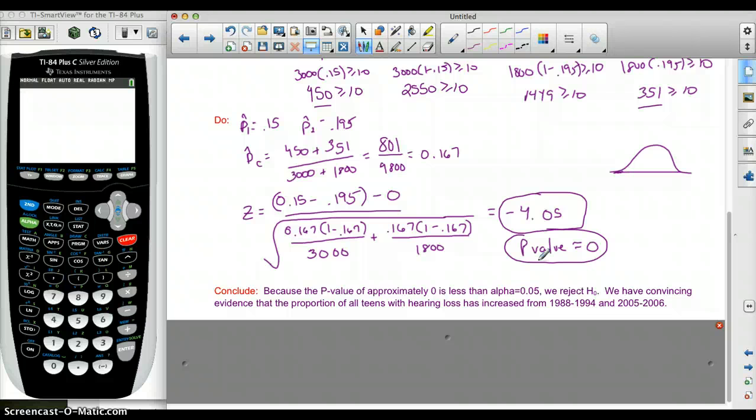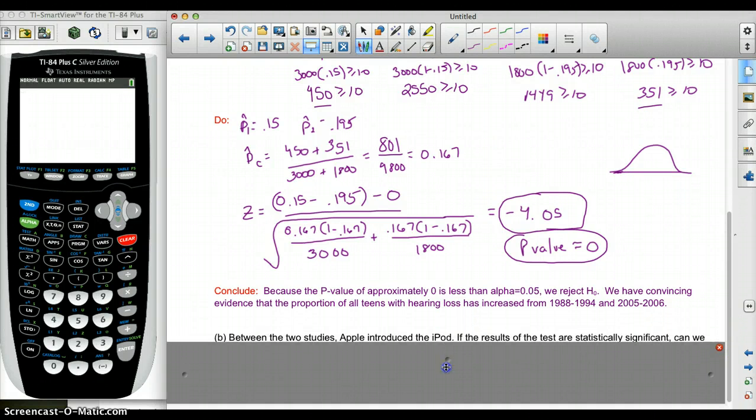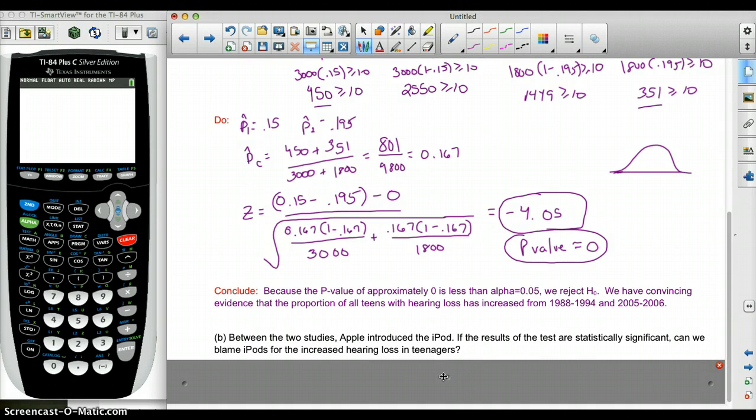Okay, another question, just to think about: between these two studies, Apple introduced the iPod, and people have been out there saying that teenagers are losing hearing because they're always listening to headphones now with the earbuds. If the results of the test are statistically significant, can we blame iPods for the increased hearing loss in teenagers? So what do you think? Can we blame iPods?